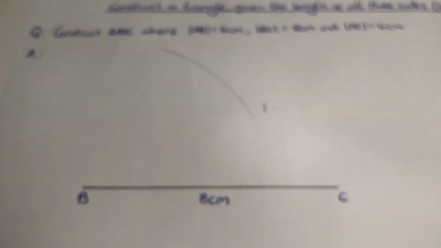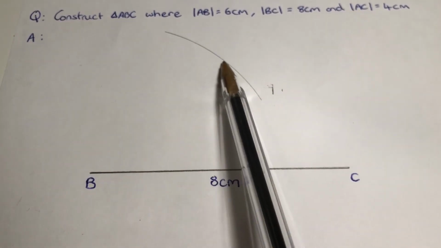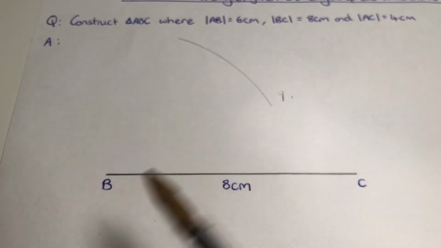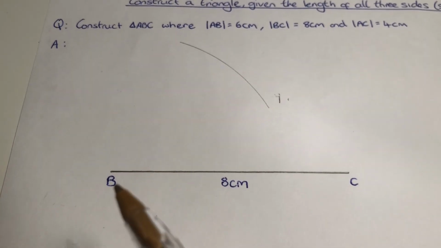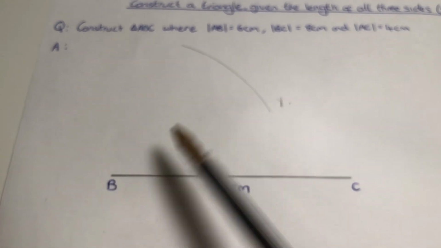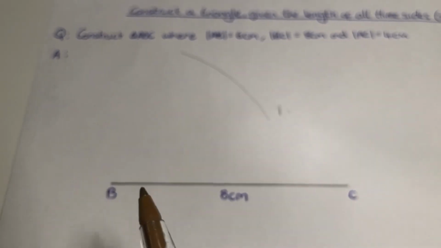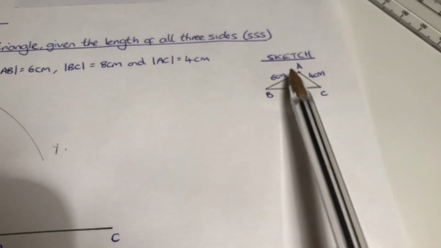Okay, so there's my mark. So it doesn't matter whether it is here, here, here or here, but that distance from B is always going to be 6 centimetres, and we know that because the compass width between the point and the pencil was 6 centimetres. Now that's what we're going to do for the other side as well.